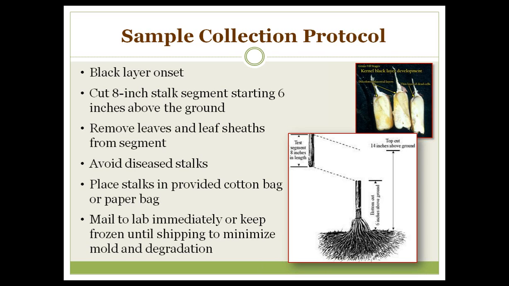Remove the leaves and the sheaths from the segment. We're not interested in what's going on in the leaves and sheaths. We only want the stalk. Try to avoid any diseased stalks or any anomalies in the field. Sometimes we get stalks that are very small, that do not have ears on them, or you have maybe a volunteer corn that has come back that's a different hybrid that you can tell there's just something very, very different about that corn. We try to avoid those.